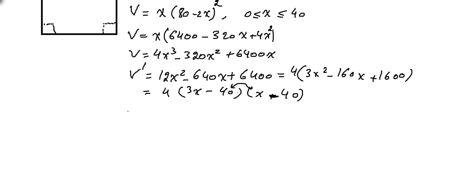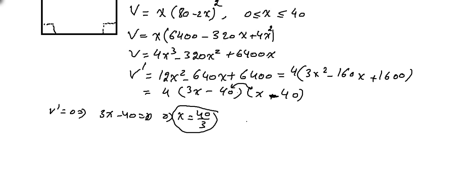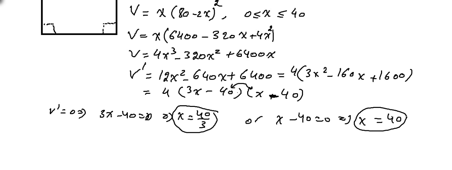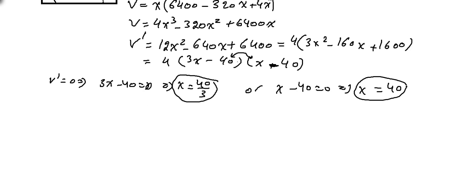This is the derivative. Taking derivative equals 0 gives me two possible values for x. 3x minus 40 equals 0, right? This means x equals 40 divided by 3. This is one value. Or x minus 40 equals 0. This implies x equals 40. That's good. Now let's find the endpoints, right?